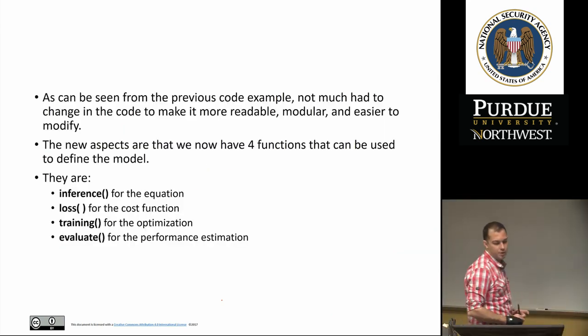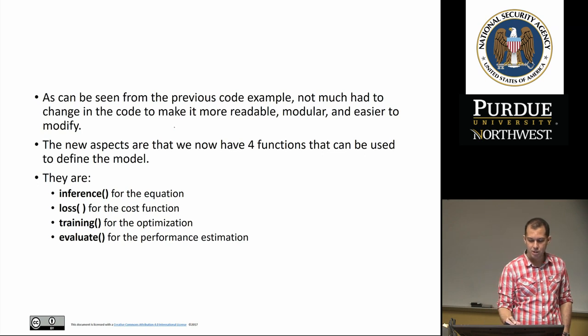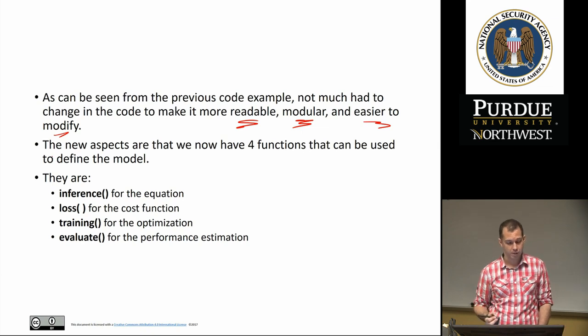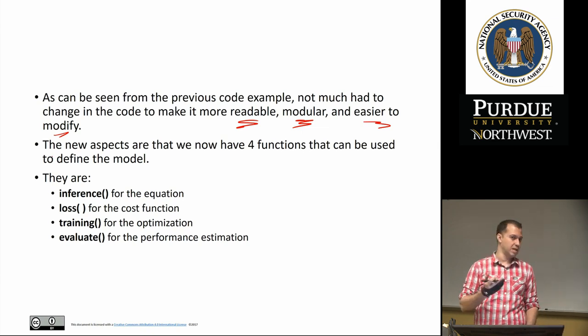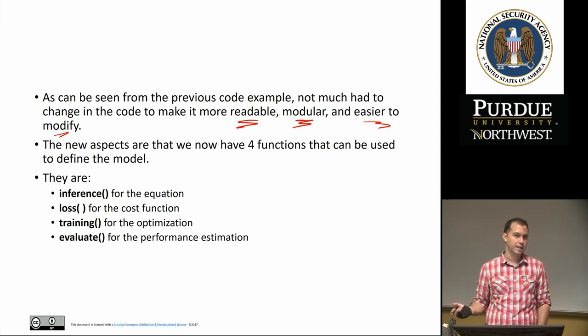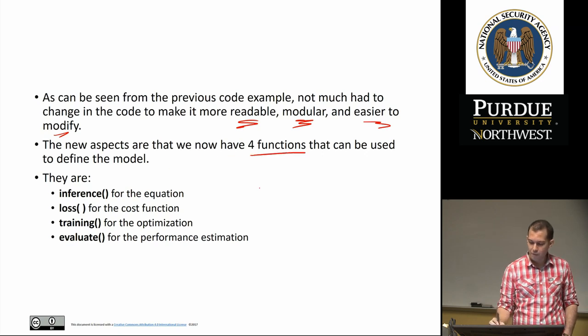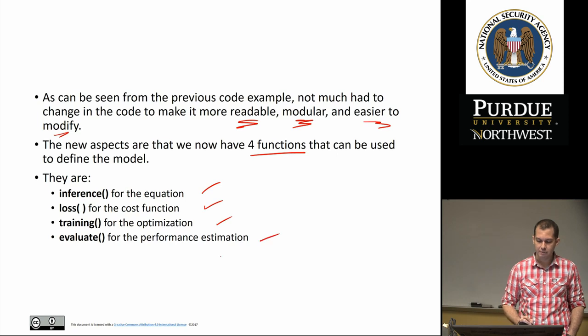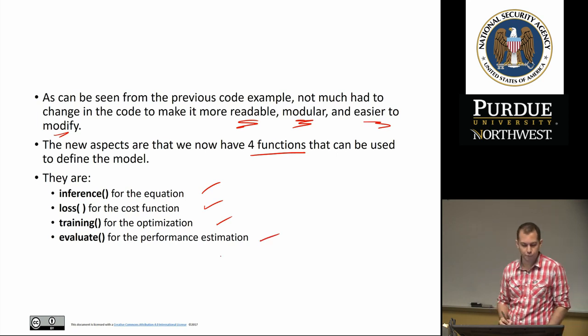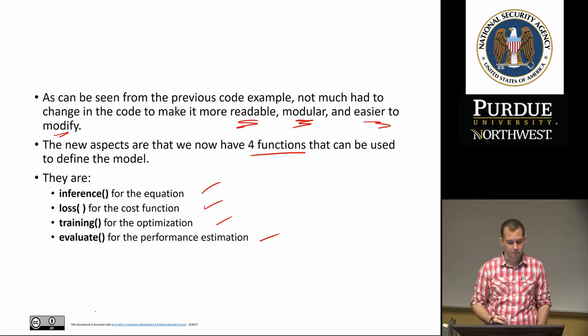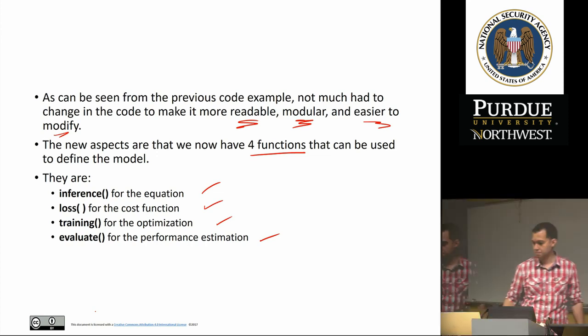As can be seen from the previous code examples, not much had to change in the code to make it more readable, modular, and easier to modify in the future. And that's really the key. This same approach will be used for logistic regression, then for neural networks, and then for deep neural networks. The new aspects are that we now had 4 functions that can be used to define the model. They are inference for the equation, loss for the cost function, training for the optimization, and evaluate for the performance evaluation. As we move forward, we will try to use these same names and these same functions and just modify the internal definitions of the functions.